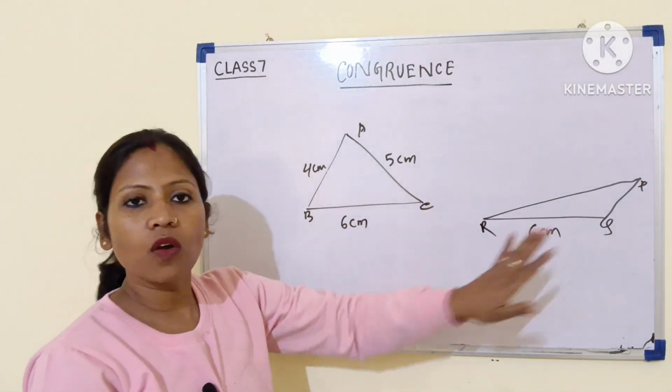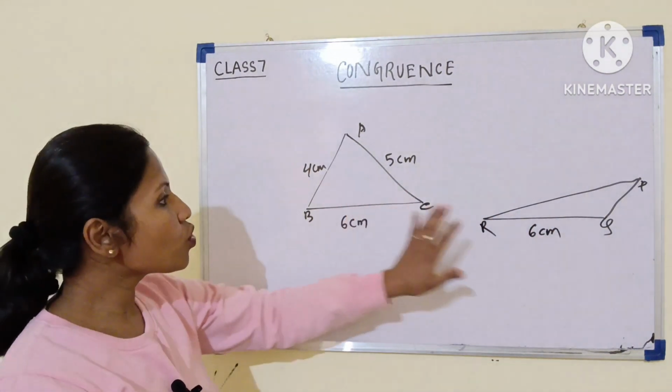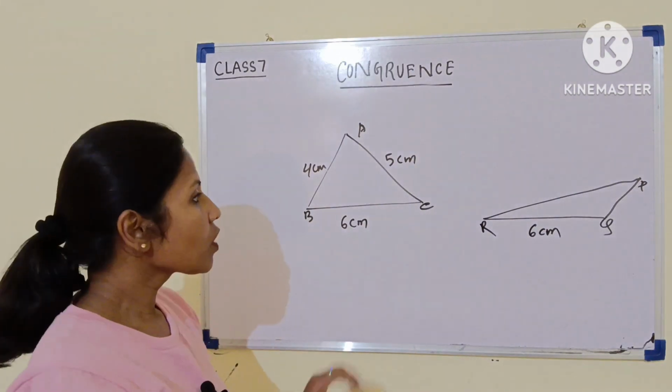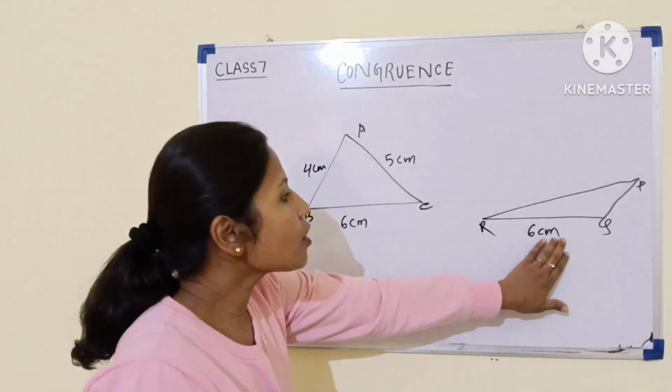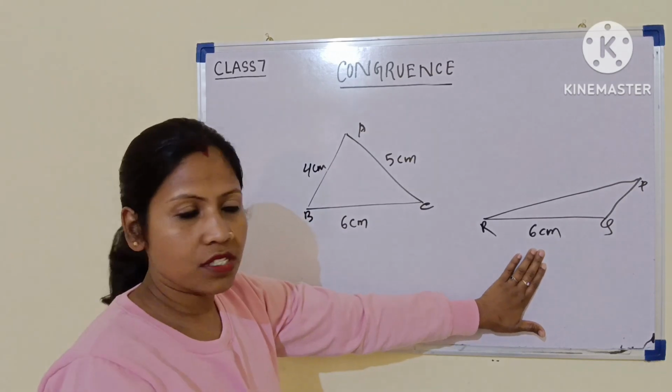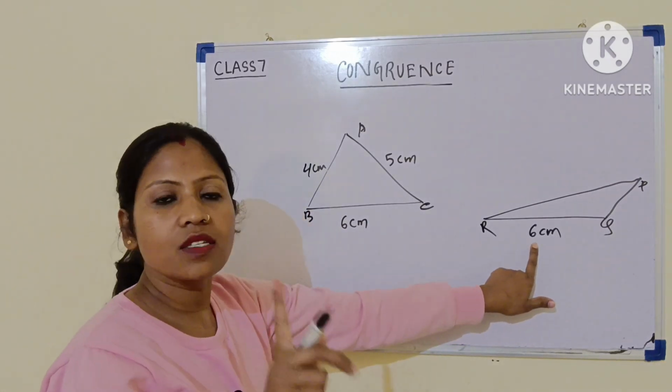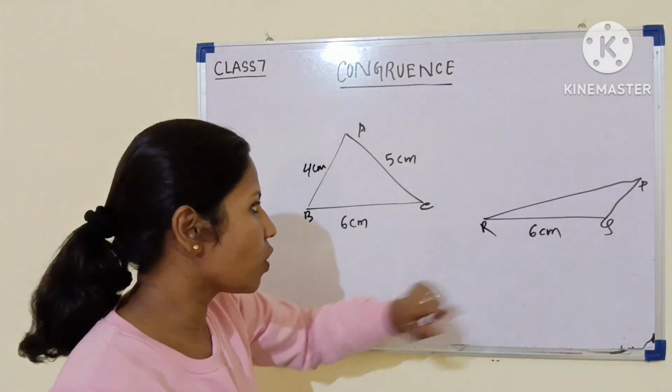So these two are not congruent. These two triangles are not the same. So this information is not sufficient. If I give you one side, then this information is not sufficient at all.